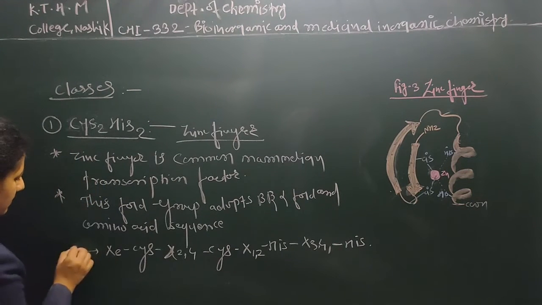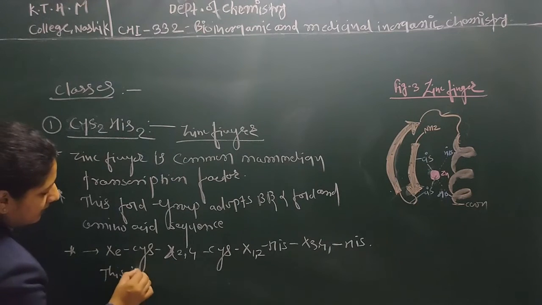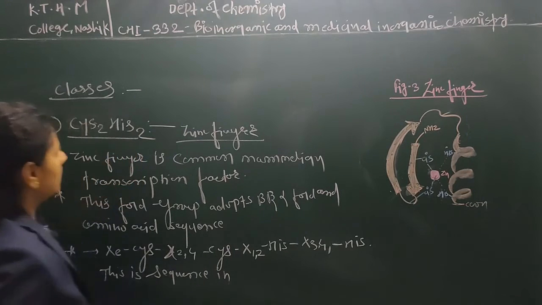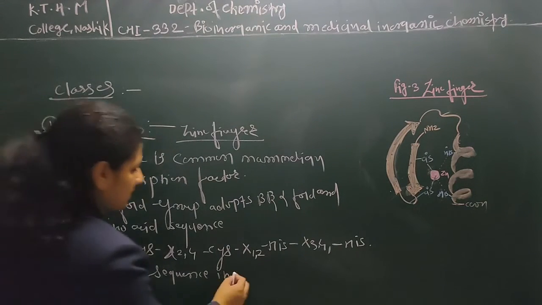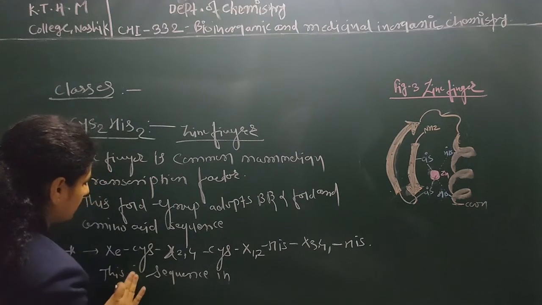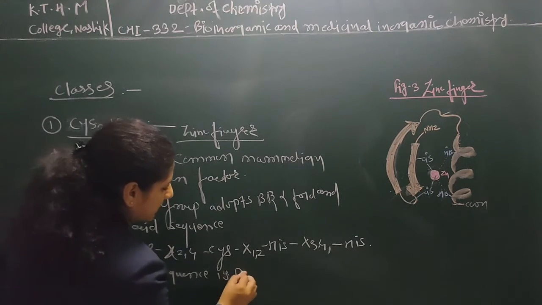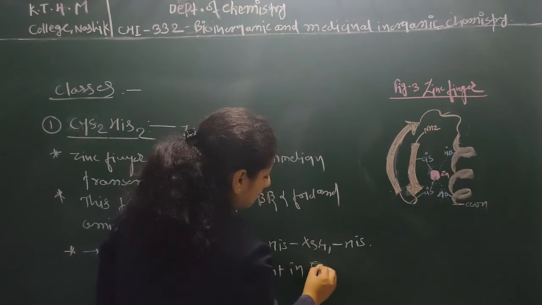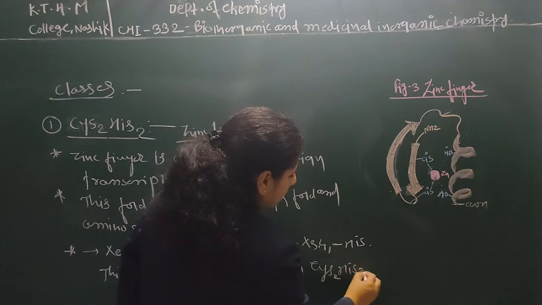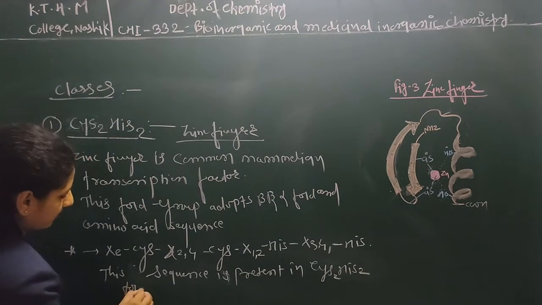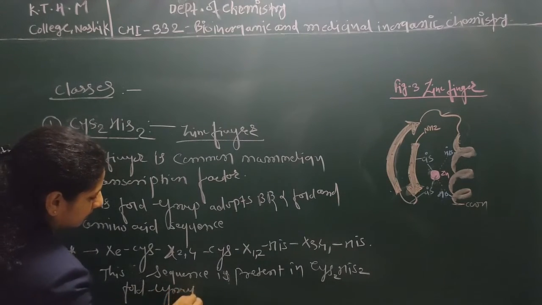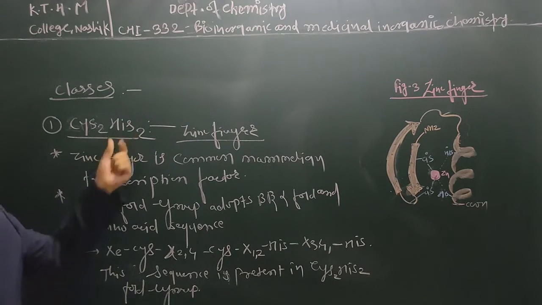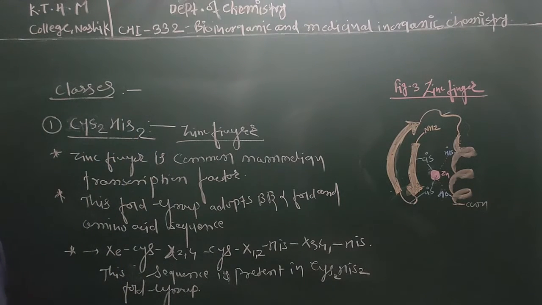This sequence is present in the cysteine 2 and histidine 2 fold group. So these are the structure of this folding group of cysteine 2 and histidine 2. Let's discuss the structure of treble clef. Treble clef.